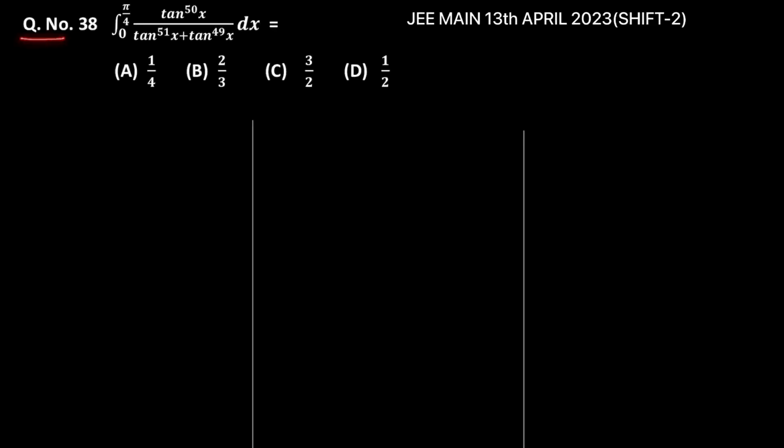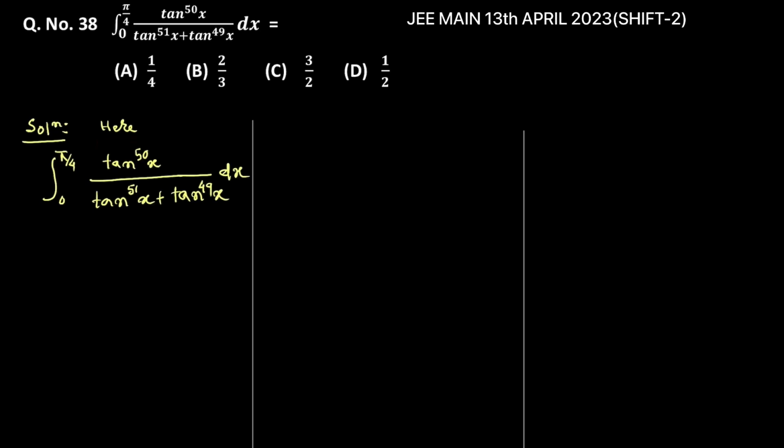Question number 38. Integration of 0 to pi by 4, 10 raised to power 50x divided by 10 raised to power 51x plus 10 raised to power 49x dx is equal to. Let's see the solution of this question.